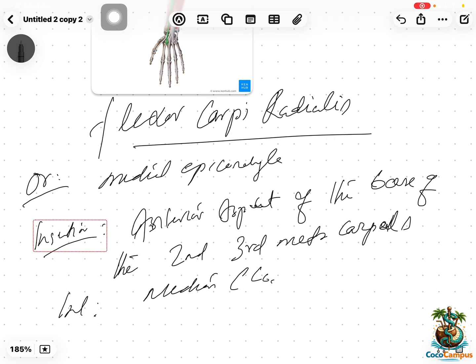Now, the word abduction means move away, right? Radial deviation of the wrist.